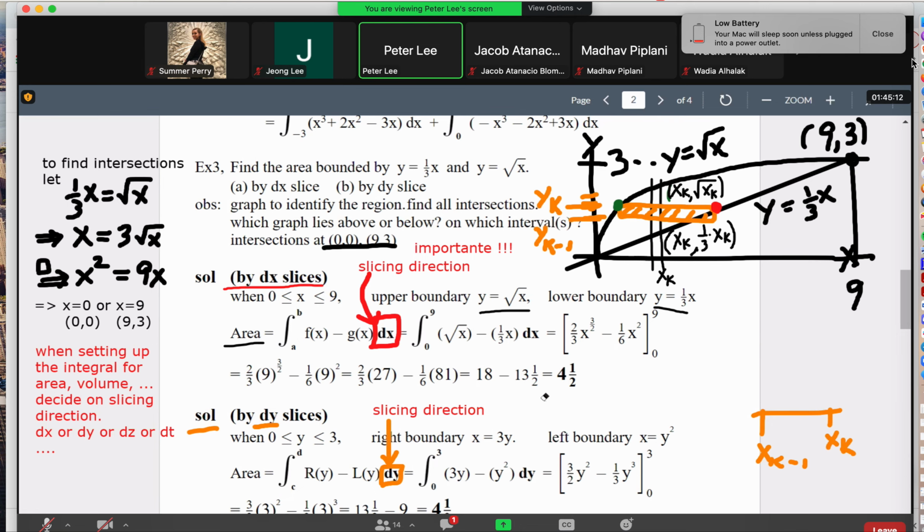So now we have a horizontal slice. Yeah, this is a horizontal slice, but I call this a slice by dy slices, or dy slicing. The red curve is now the right boundary, and the green curve is now called the left boundary. So also everything has to be solved for y.